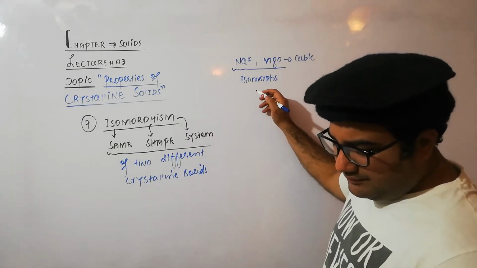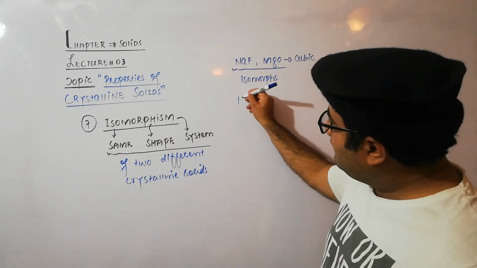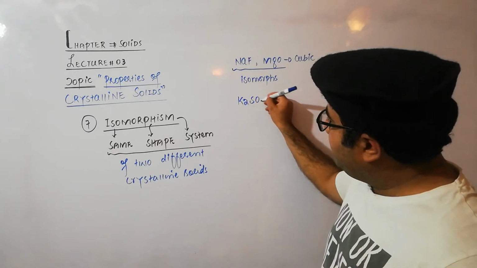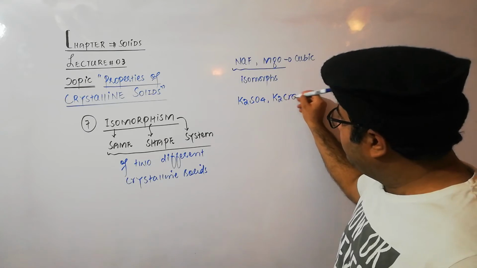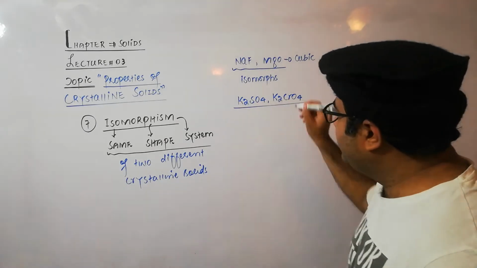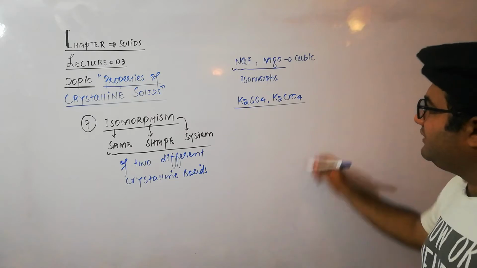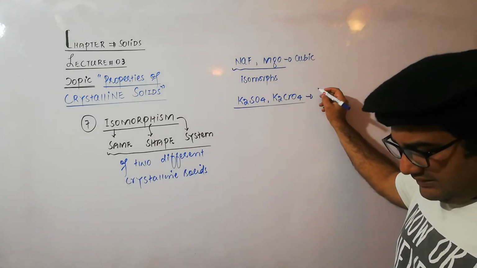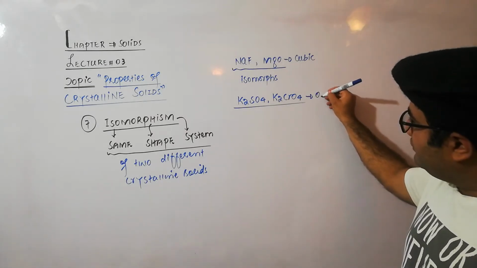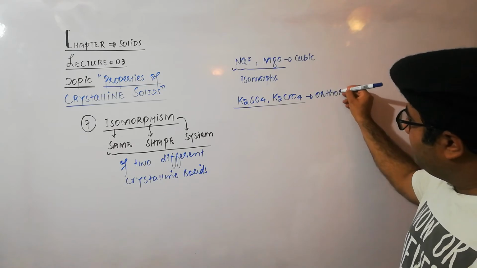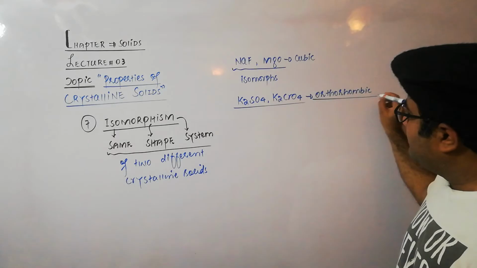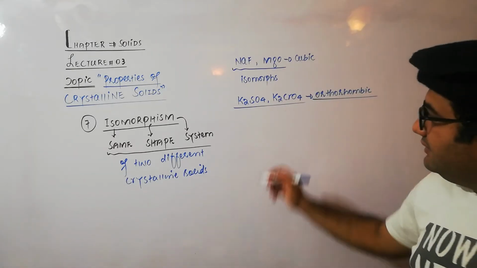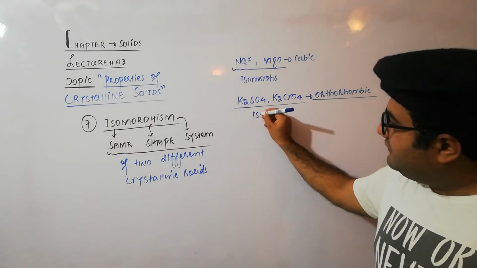Similarly, there is an example: potassium sulfate and potassium chromate. These are two different crystalline solids, but they have the same crystal shape, and that is orthorhombic. So they are also called the isomorphs of each other.